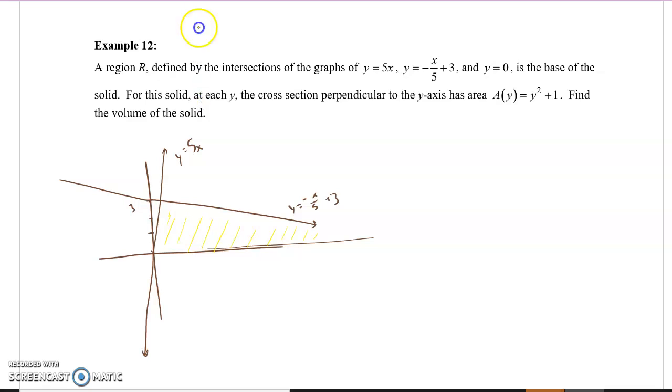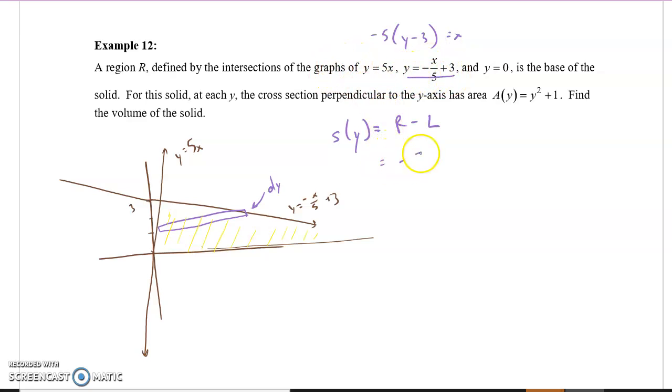And our cross sections are perpendicular to the y-axis this time. That's a new one. So S of x is going to be in terms of y. So this is a dy value, and S of y is going to equal right minus left. These are going to be x values in terms of y. The right value in terms of y will be y minus 3 times negative 5. That's equal to x. That's from this equation right here. So that's going to be negative 5 times y minus 3. And then the left value is going to be x equals 1/5 y, so minus 1/5 y. So that's our x, or our s value.